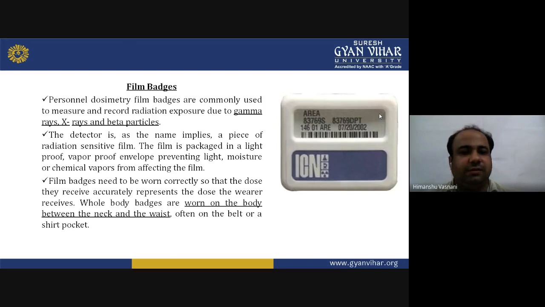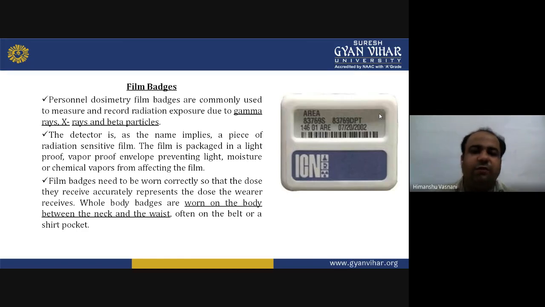Now, film badges. Personal dosimetry film badges are commonly used to measure and record radiation exposure due to gamma rays, X-rays or beta particles. The detector, as the name says, is a piece of radiation-sensitive film. The film is packaged in a light-proof, vapor-proof envelope, preventing light, moisture or chemical vapors from affecting the film.